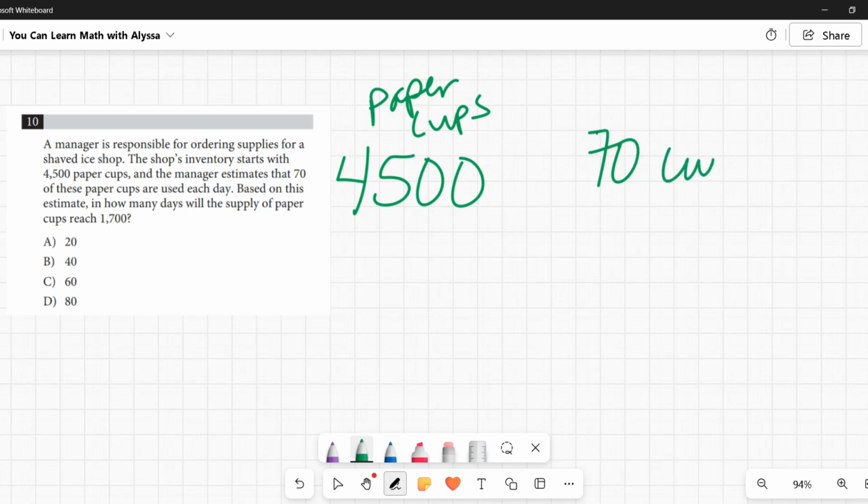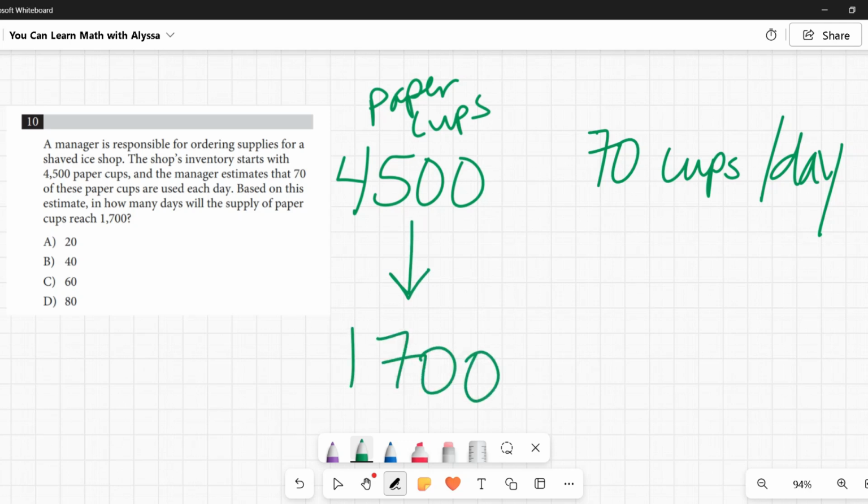Okay, so 70 cups per day. This is one I think it's better not to necessarily make an equation for. We can, but I think it works better just as sort of writing out things and looking at what these numbers represent kind of problem. Okay, so it's going to go from 4,500 down to 1,700. How many paper cups are gone from when it gets to 4,500 to 1,700? How many were used?